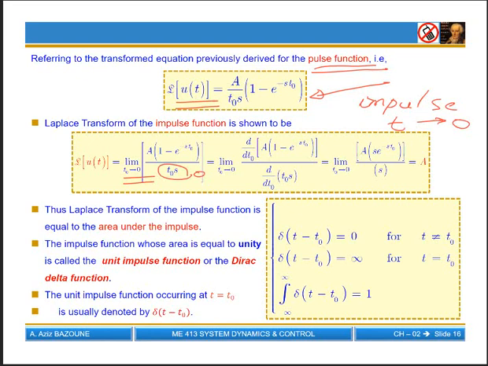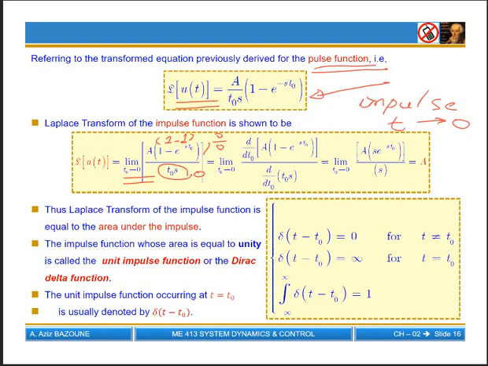And exponential minus st0 will be 1. And 1 minus 1 is 0. So at the end, we will have 0 over 0. As you can see, it's 0 over 0. 0 over 0 is undefined. So we will use what we call L'Hopital rule. Because we have 0 over 0, we call L'Hopital rule.